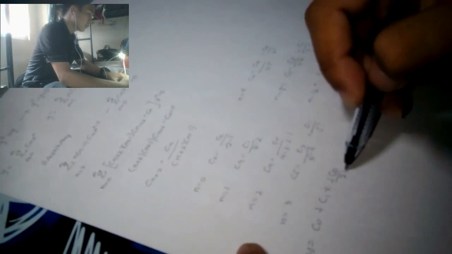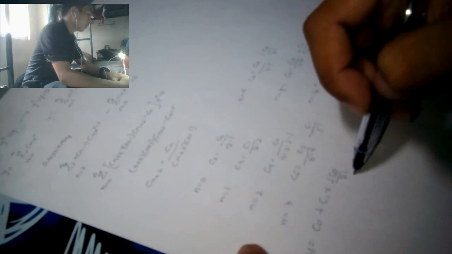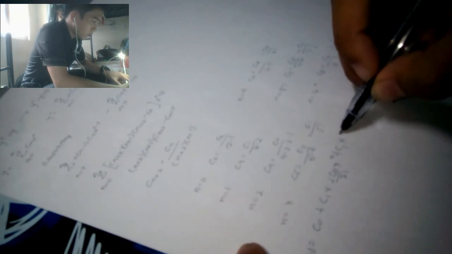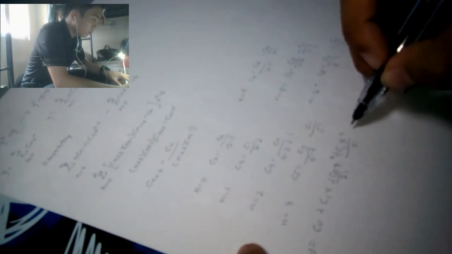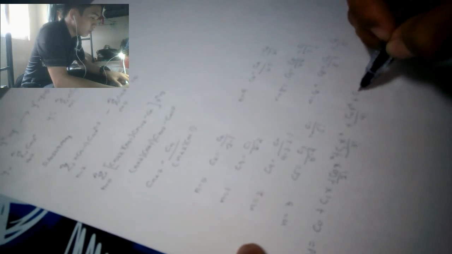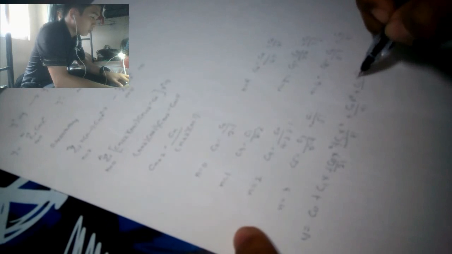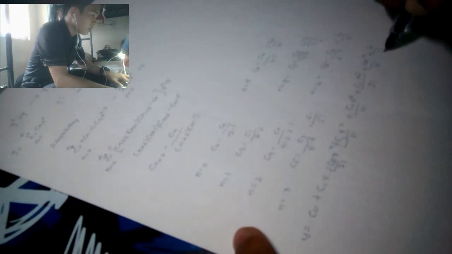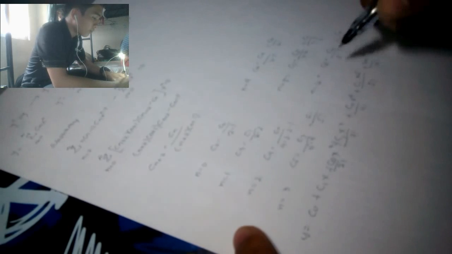So what we have got is y is equal to c sub 0 plus c1 x plus c0 over 2 factorial times x squared plus c1 x cubed over 3 factorial plus c0 x to the 4th over 4 factorial plus c1 x to the 5th over 5 factorial plus c0 x to the 6th over 6 factorial plus c1 over 7 factorial times x raised to 7.